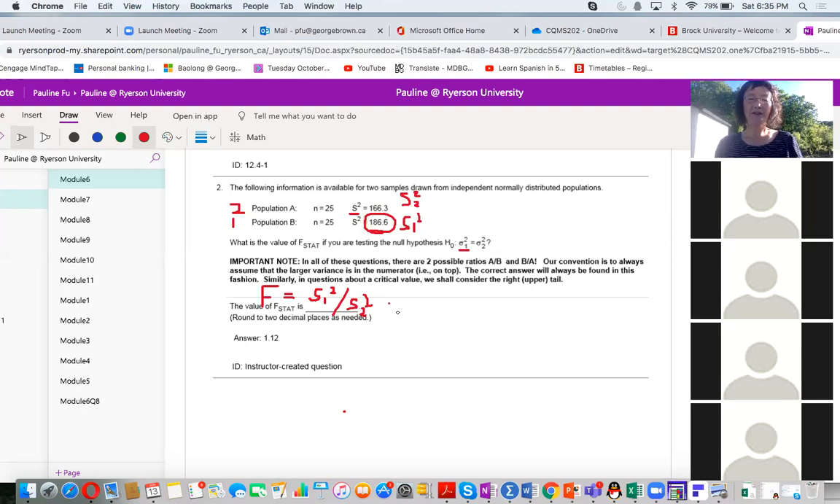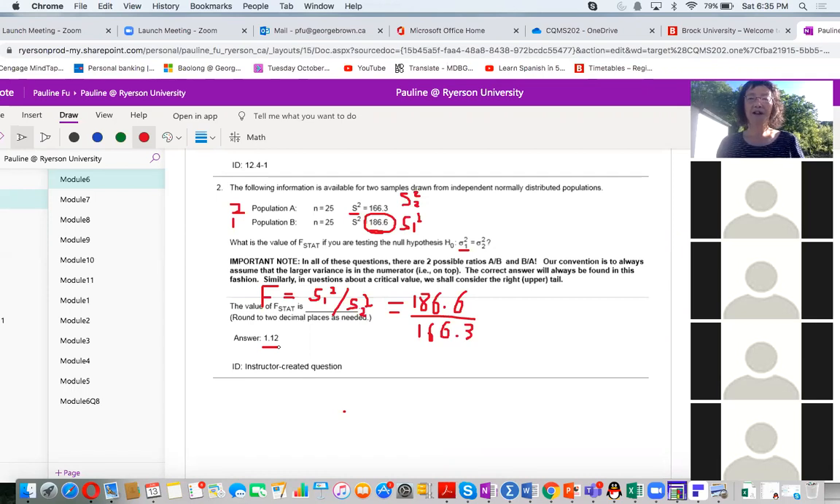And then you use 186.6 divided by 166.3. Okay, and you would get the answer 1.12. Okay, any questions for this one?